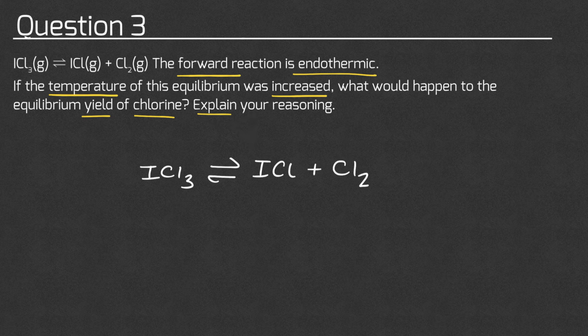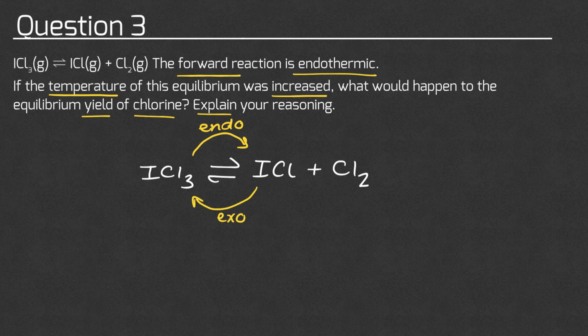Now we've written our equation out, we can annotate it with the information from the question. So we know that the forwards reaction is endothermic, so we should draw this on our equation. We know that if the forwards reaction is endothermic, the reverse reaction must be the opposite, which will be exothermic. So we'll add this on as well.